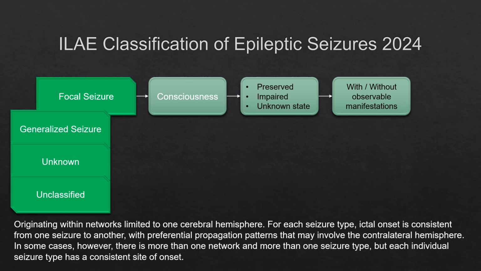Depending upon the preservation or impairment of consciousness, the focal seizure can be divided into three types: preserved awareness, impaired awareness, or unknown state. We discussed that before, and all of those can be with or without observable manifestations.